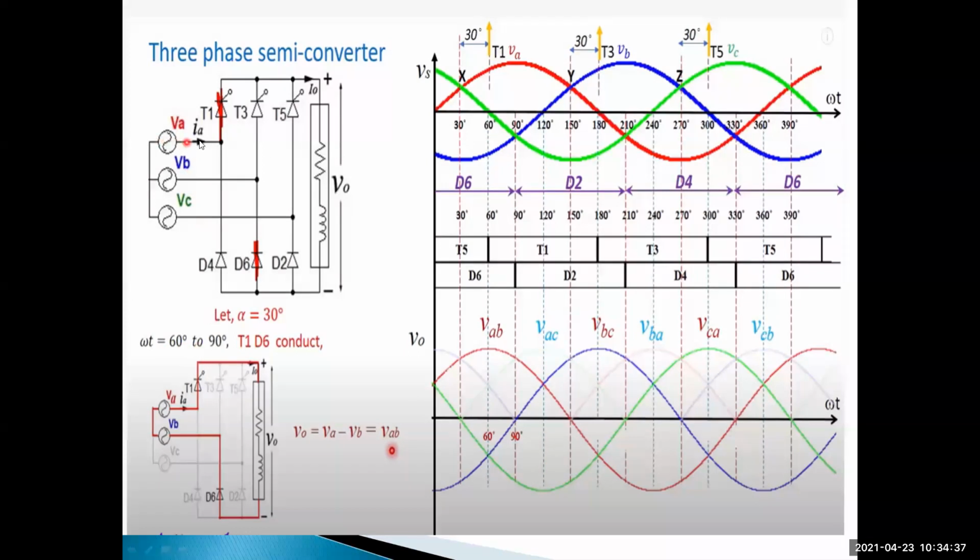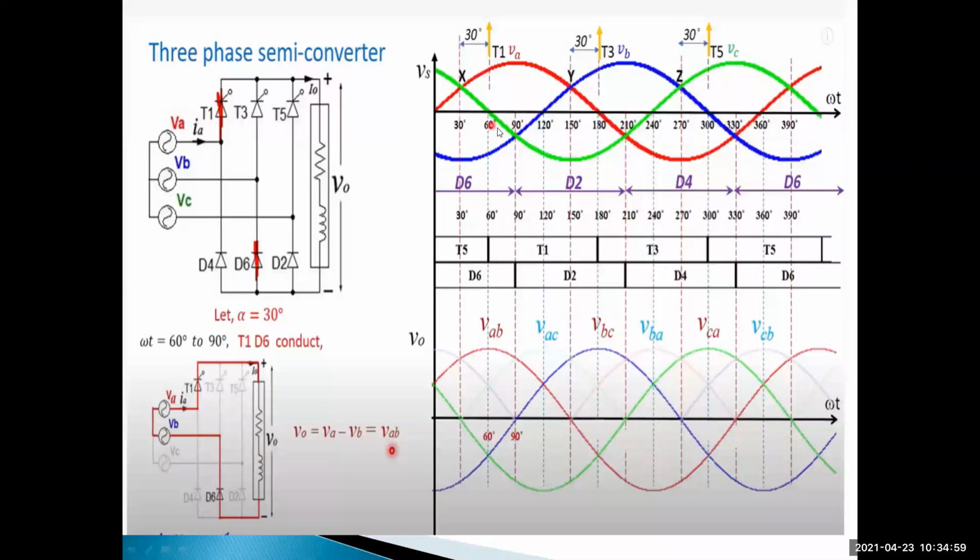This is the conduction duration, the conduction current passing like this. So VA to thyristor T1 and the load to D6 and like this. So this is the output voltage V0, which is nothing but the voltage across the drive. That is equal to VA minus VB, nothing but VAB.